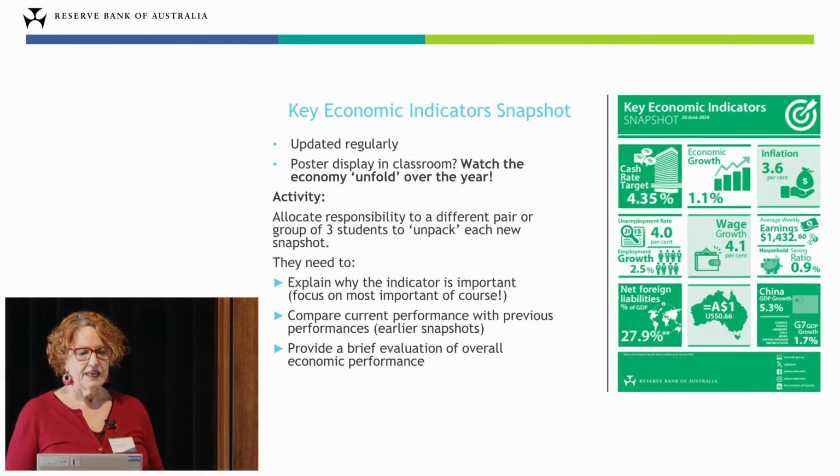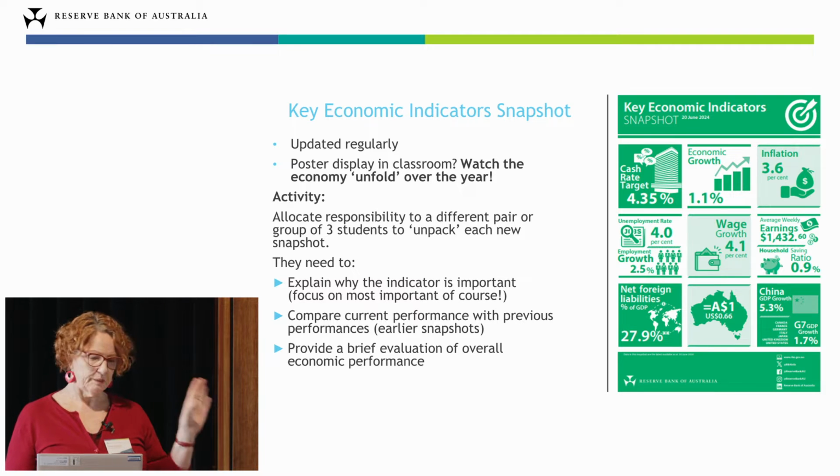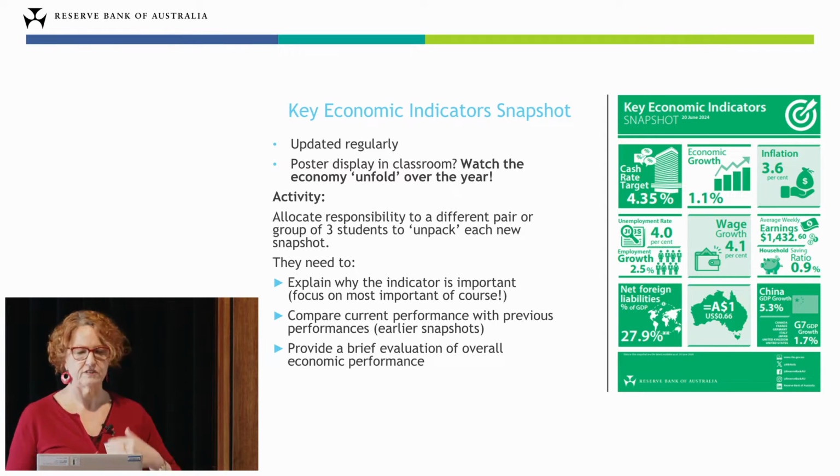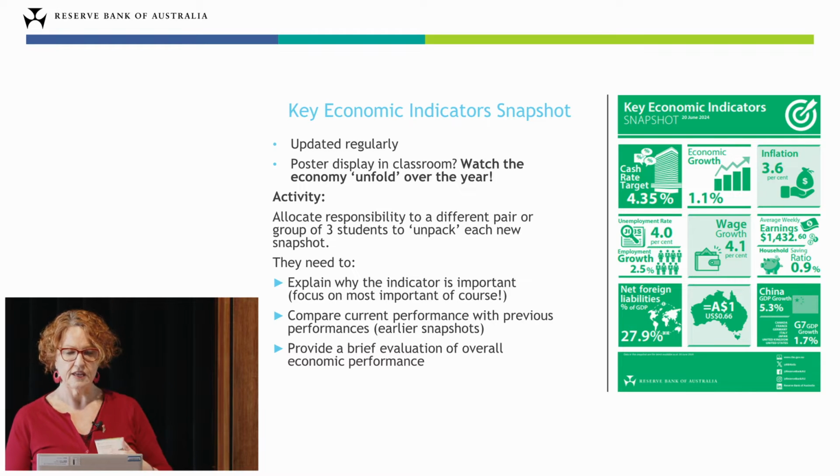If you wanted to, you could also allocate students to unpack parts of the snapshot. Now, not all of these elements in the snapshot are going to be 100% relevant to every classroom, but obviously the cash rate target, the rate of economic growth, the current inflation reading, the unemployment rate, and potentially employment growth as well. Wages growth, which, as we've talked about a bit today, is sometimes considered as a contributor, but not always, to inflation, and that's up for debate, depending on current economic circumstances. And then obviously the value of the Australian dollar and how China's going, because we all know that so much of Australia's prosperity relies on Chinese economic growth.